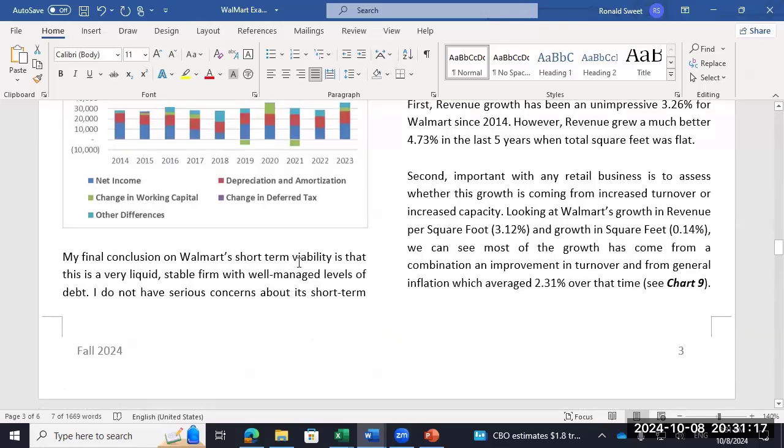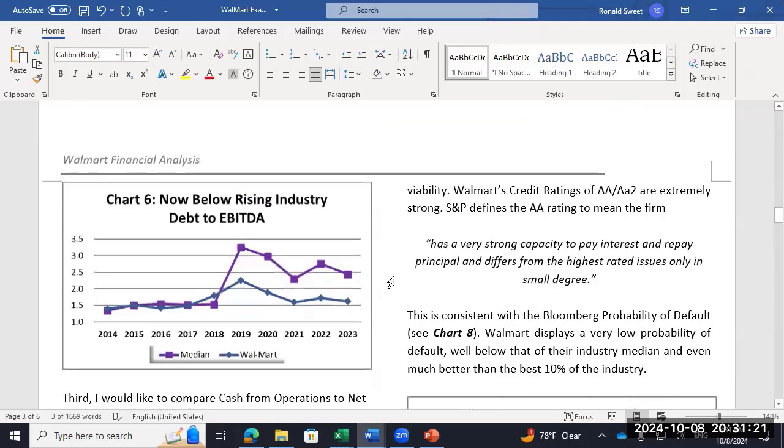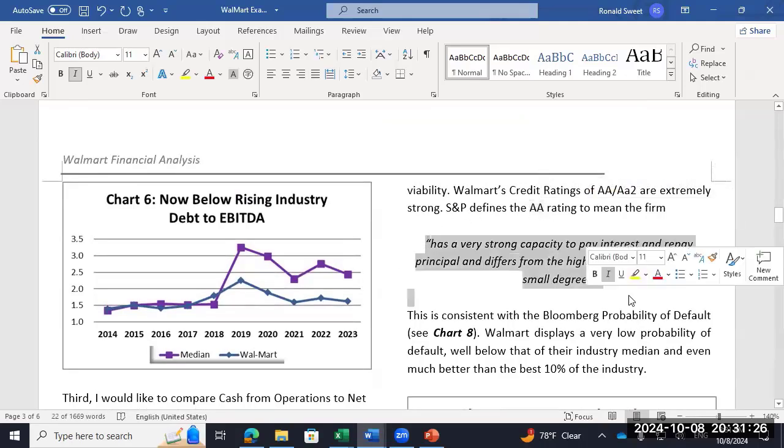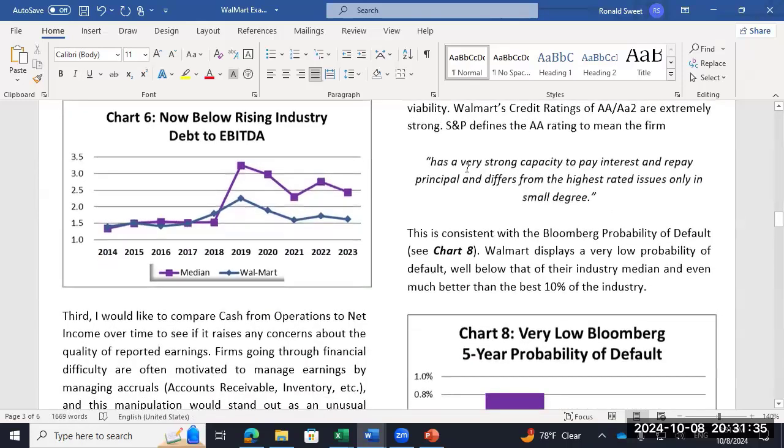So for Walmart, my final conclusion, short-term viability is not an issue. They're becoming more liquid. Their debt looks under control and they're AA rated. I can't remember where I put the credit rating definitions out there. They're out there somewhere. I'll have to find them and get them to you. But AA rated, I forget what AAA is, but very strong, and adequate, and then vulnerable, and it kind of goes down. I like S&P better than Moody's because theirs is much more succinct. It's not quite so wordy.